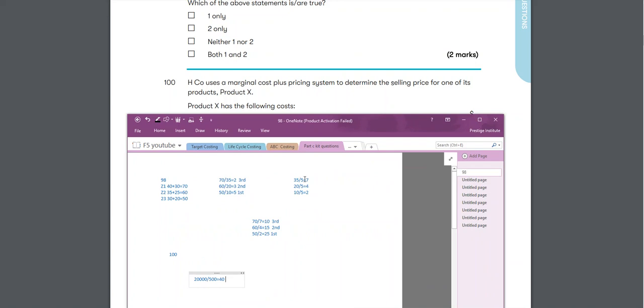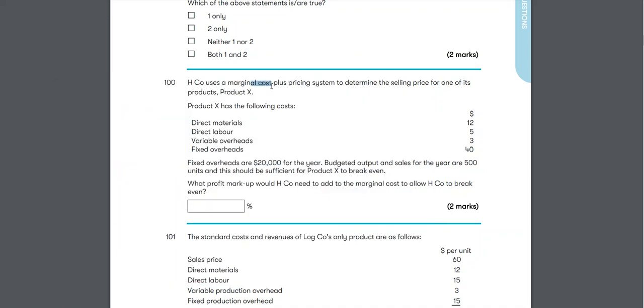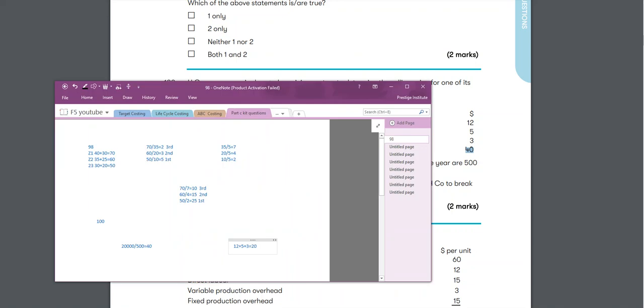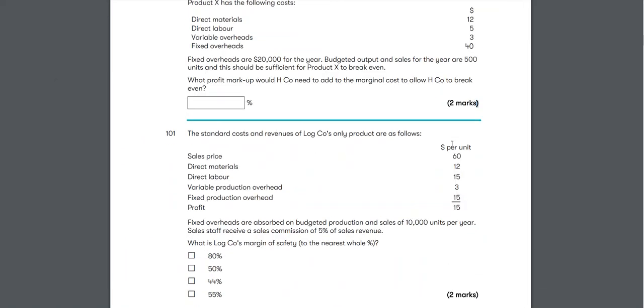If our current cost is 12 plus 5 plus 3, it is 20. Remember, we are using marginal cost plus pricing. If we were using full cost plus pricing, then we would have added the fixed overhead to the cost as well. But because we are using marginal cost plus pricing, this would be our cost. So our profit added would be 40. Dividing by the cost, it would become 200% if I multiply it by 100. So our profit margin, according to marginal costing, if we're using marginal cost plus pricing, should be 200%.